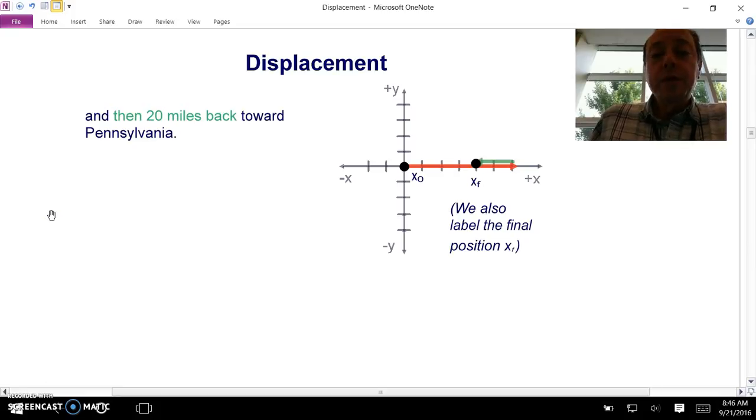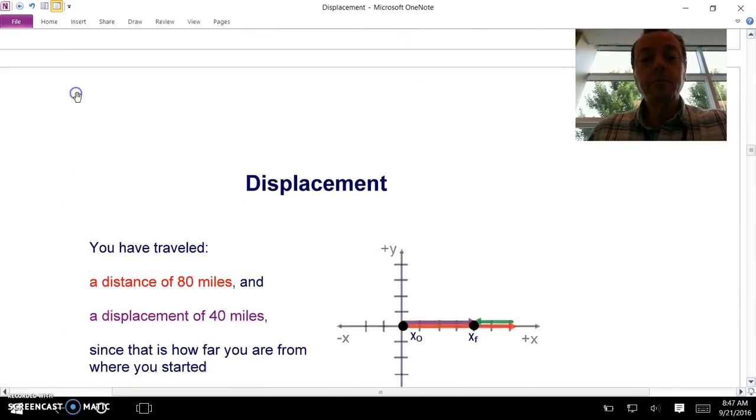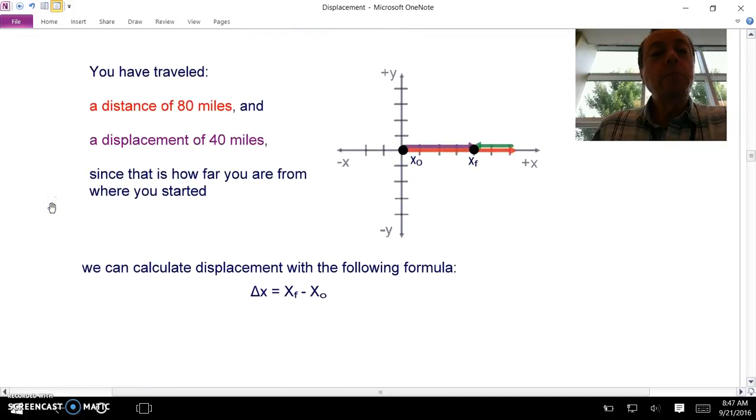If I take my endpoint after driving 60 miles from New Jersey to Pennsylvania, and I drive back 20 miles toward Pennsylvania, well, we now have actually 20 miles less, because the red vector, this one, right, is in the positive direction, but the green one is in the negative direction. So a distance of 80 miles and a displacement of 40 miles.